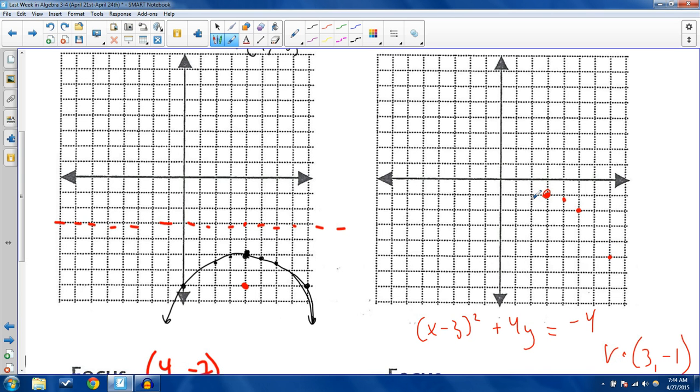Got to practice your stretch factor stuff a little bit. You're going to be quizzed on Friday, by the way, as we do this. So there's my parabola. Sure.